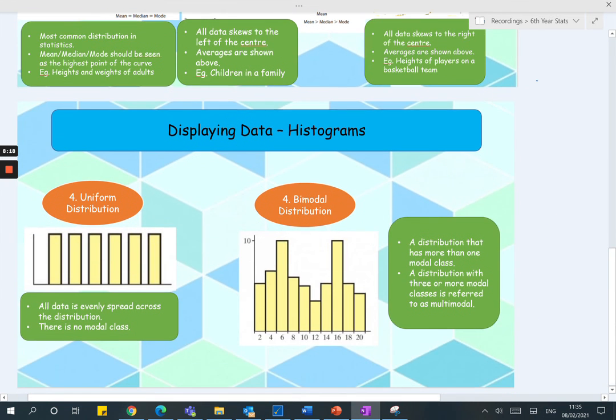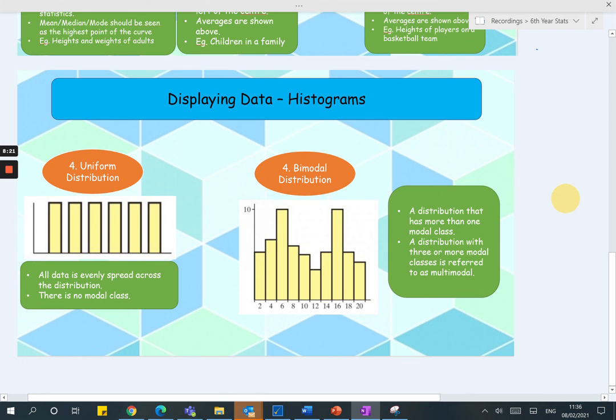We also have a uniform distribution, which is when all data is spread across the distribution and there is no modal class, as you can see in the diagram here. And we also have a bimodal distribution, where there's more than one modal class. There's more than one section that occurs the most. And a distribution with 3 or more modal classes is referred to as multimodal.